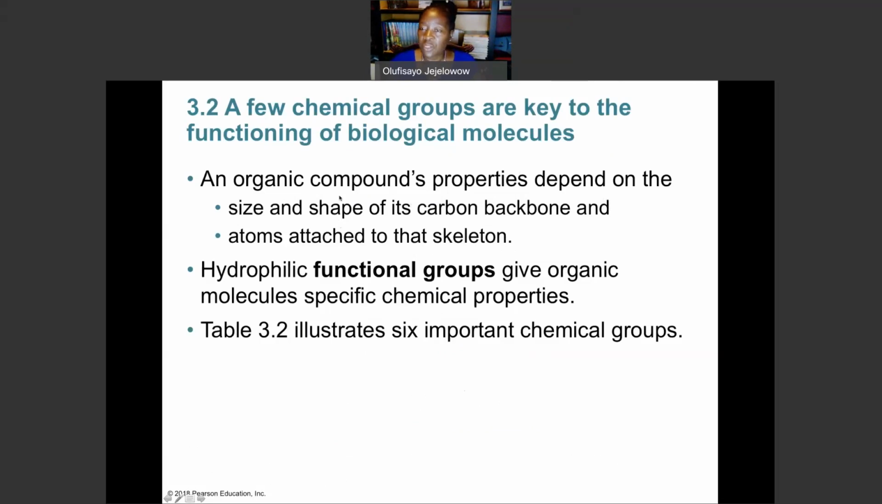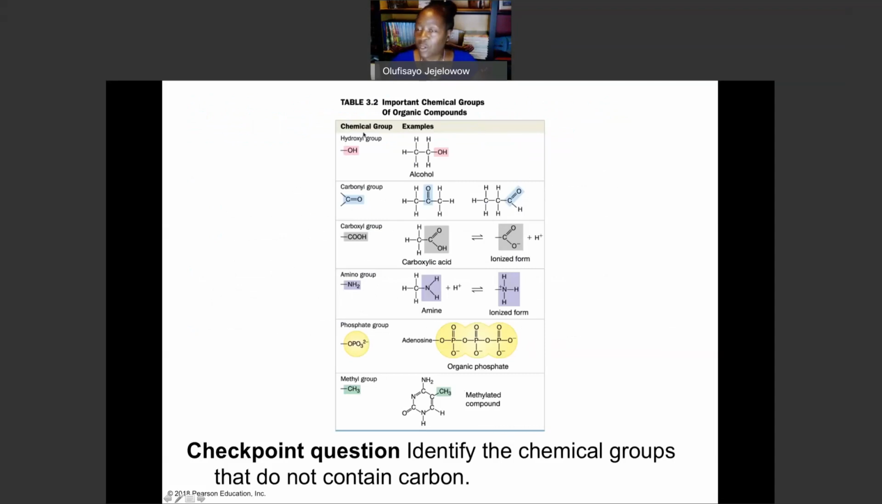In biological systems, because of our water origins and the composition of the water, the functional groups tend to be hydrophilic. They are water loving. The body is 70% water, and so it's essential that the functional groups be able to interact with it, be hydrophilic. There are 6 important functional groups. They include the hydroxyl group. When it binds to the hydrocarbon, it forms alcohol.